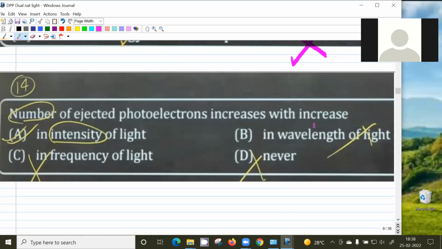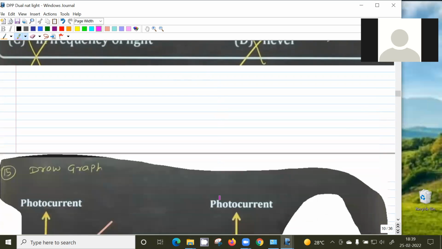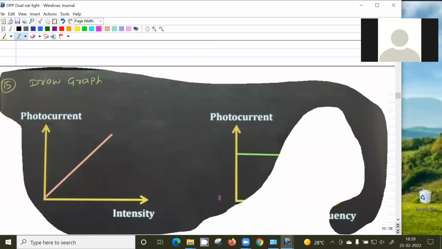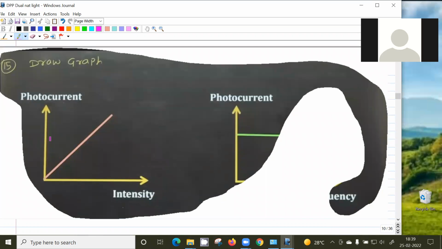Number of ejected electrons increases with the intensity of light. This was a trivial question, because one photon will emit one electron. So the number of photons should increase. Intensity means an increase in the number of photons; intensity is the number of photons. So photocurrent with intensity will be a proportional graph.